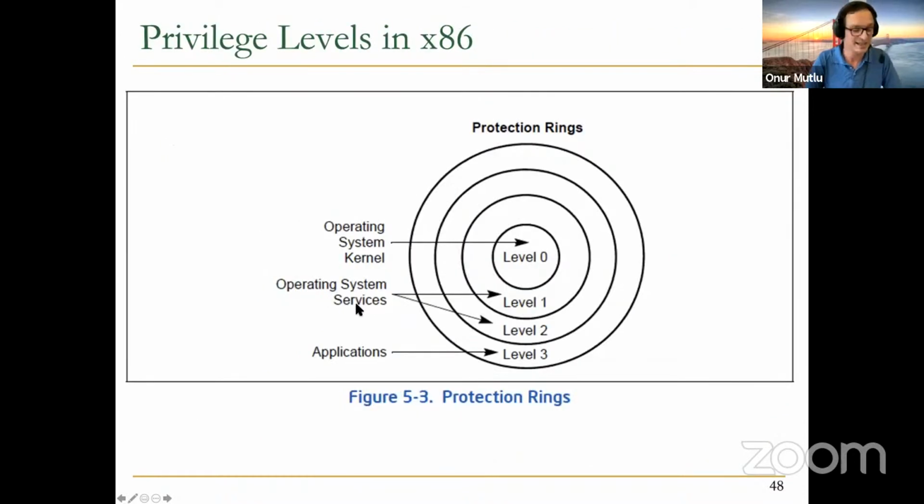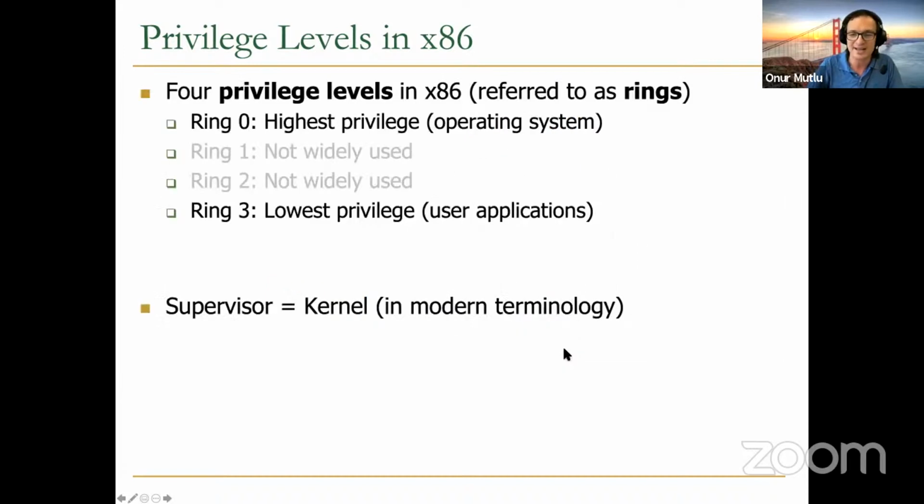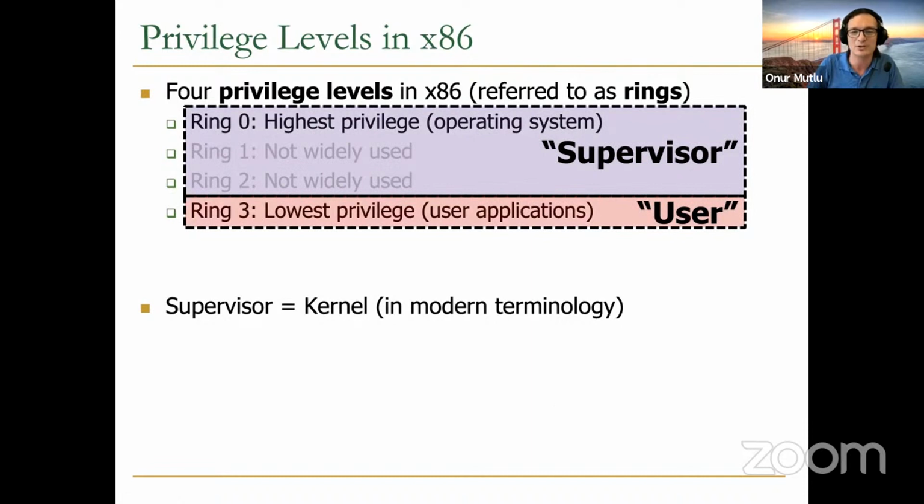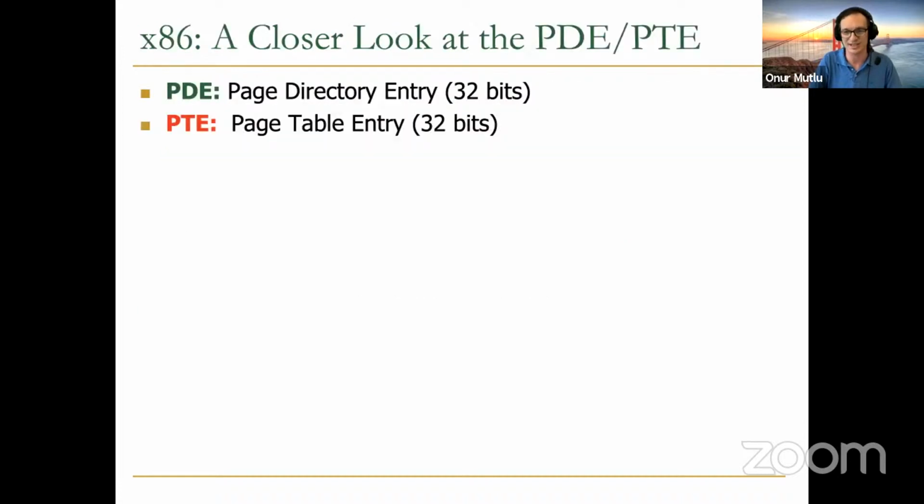Okay, let's take a look at these protection levels in x86. x86 doesn't necessarily have the best protection architecture, but I'll show an example from x86. You have different levels of protection called protection rings. Kernel is at level 0, applications are usually at level 3. Usually you make use of ring 0 and ring 3. Supervisor is the same thing as kernel in modern terminology, and the rest is users, if you will.